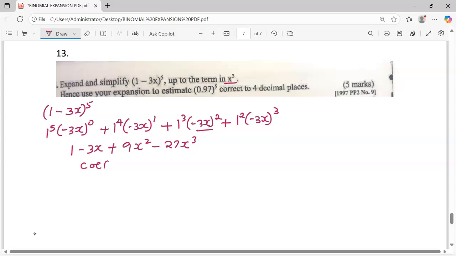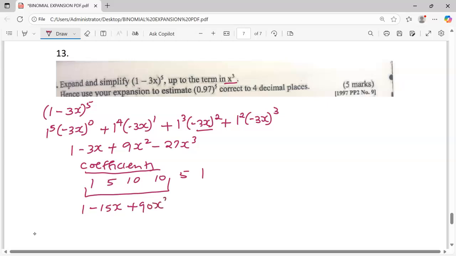Once we have done that, we insert the coefficients of power 5, and the coefficients of power 5 will be 1, 5, 10, 10, 5 and 1, but we need the first 4 terms, and therefore we are going to multiply up to 10. So 1 times 1 will give us 1. Then we have 5 times minus 3x will give us minus 15x. Next we are going to have 10 times 9x squared, which is going to give us 90x squared. And lastly minus 10 times 27 will give us minus 270x cubed.